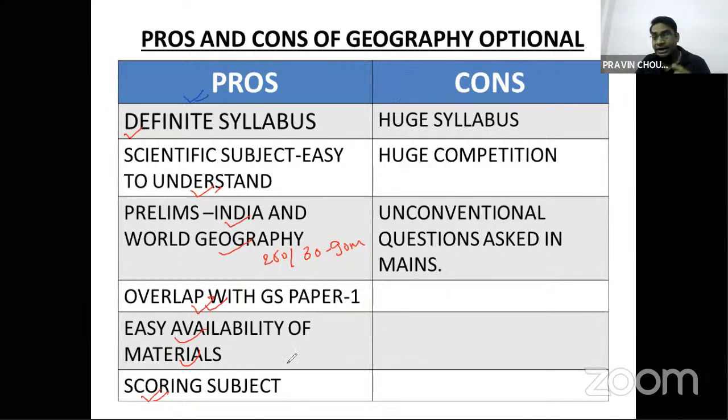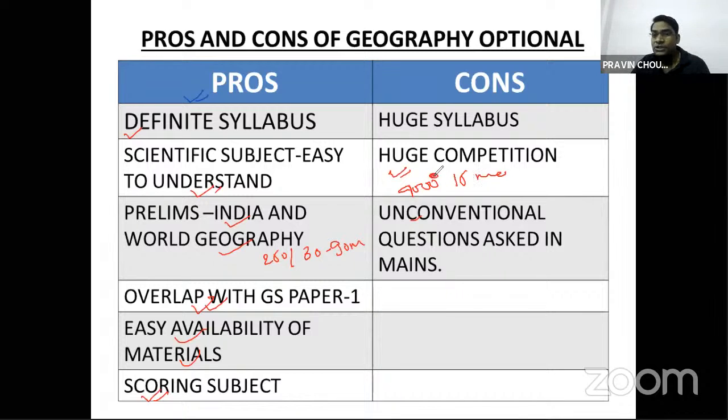OK, the second important negative point is about huge competition. Yes, this is true that if suppose 15,000 students are appearing in the mains examination, then out of 15,000, somewhere around 4,000 students have the same optional subject, like geography. So 4,000 to 5,000 students write mains with optional geography. So the competition is very high between the aspirants.